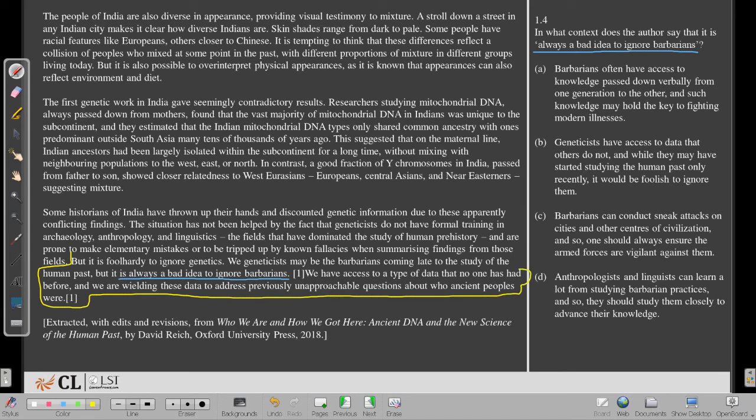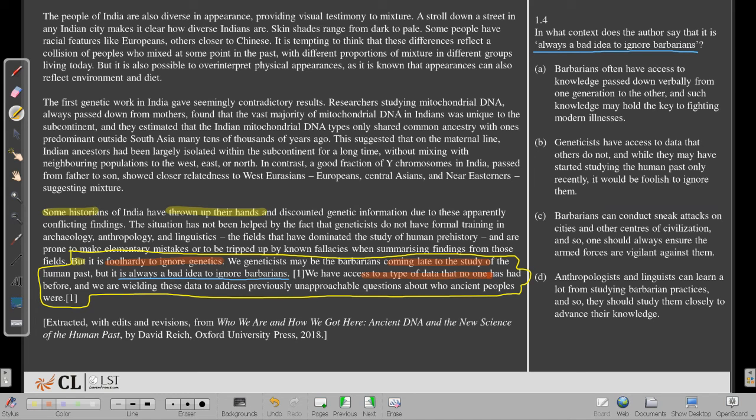So if you look at, let me actually draw that like that. There you go. In the context of it, the author starts by talking about what some historians think, and then says, but it is foolhardy to ignore genetics. We geneticists may be barbarians coming late to the study of the human past. We may be coming late to the study, but it's always a bad idea to ignore barbarians.